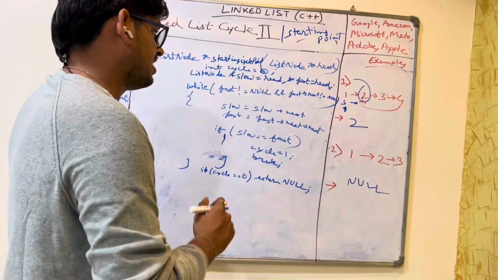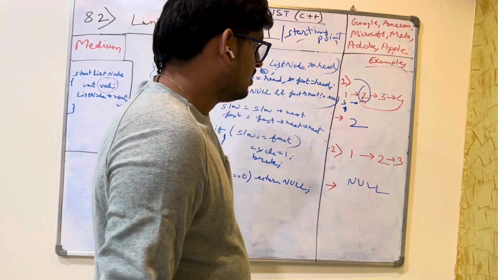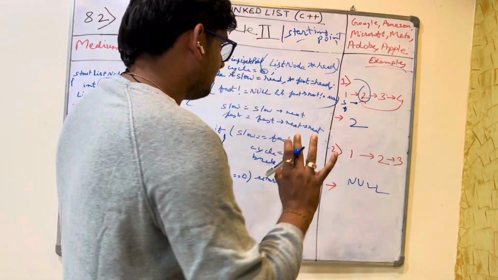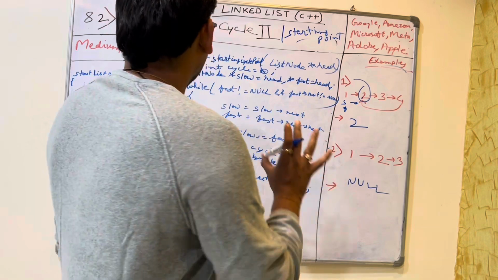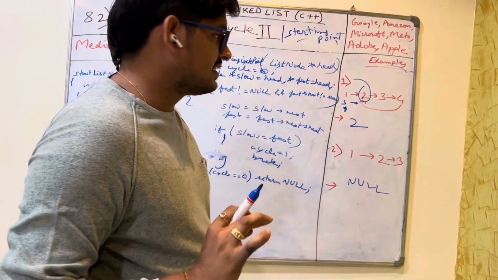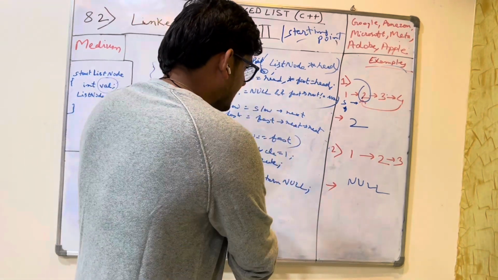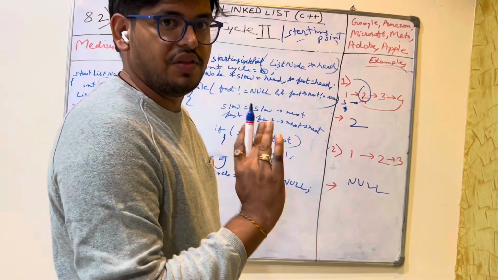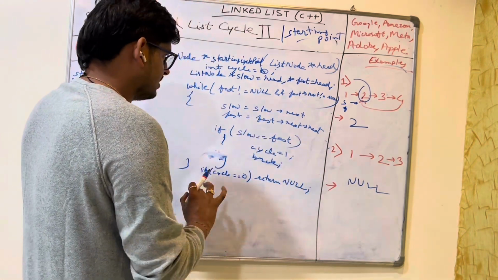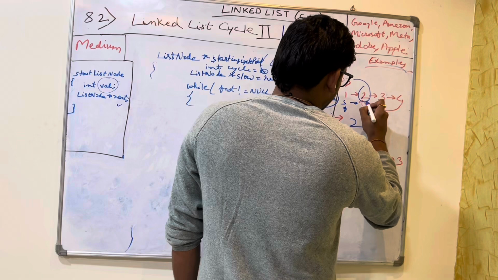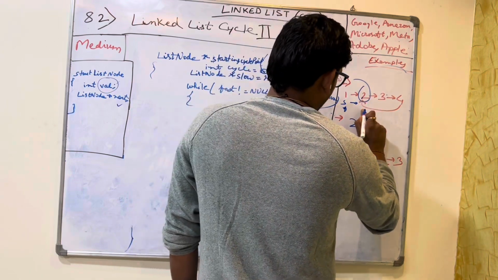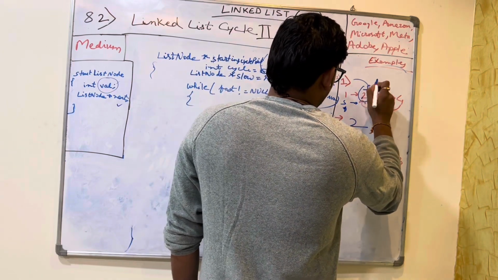How will we find the starting point? That is the thing. There is an algorithm by which we can find the starting point of the cycle in the linked list. That algorithm, first I'll write, then I'll give the proof of the algorithm. Okay, first you need to know what the algorithm is. So when we find the starting point, here, for example, slow is equal to fast, right?